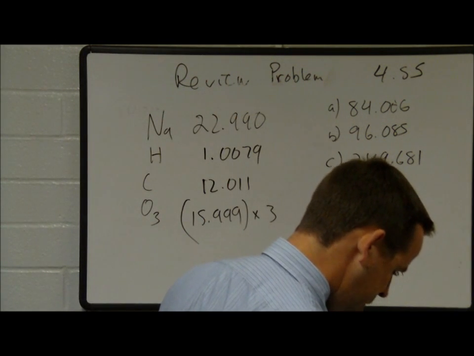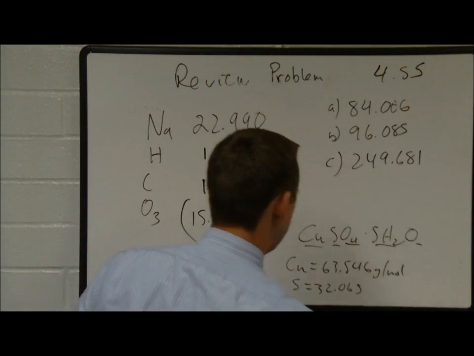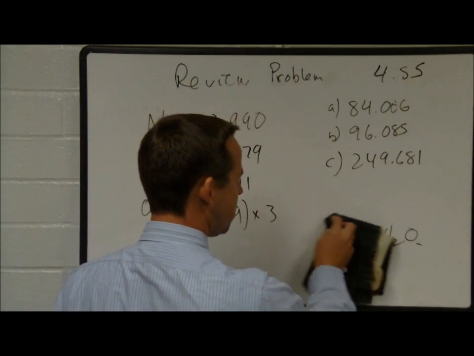D, potassium dichromate. Well, you have to look on the table to determine what the dichromate ion is.